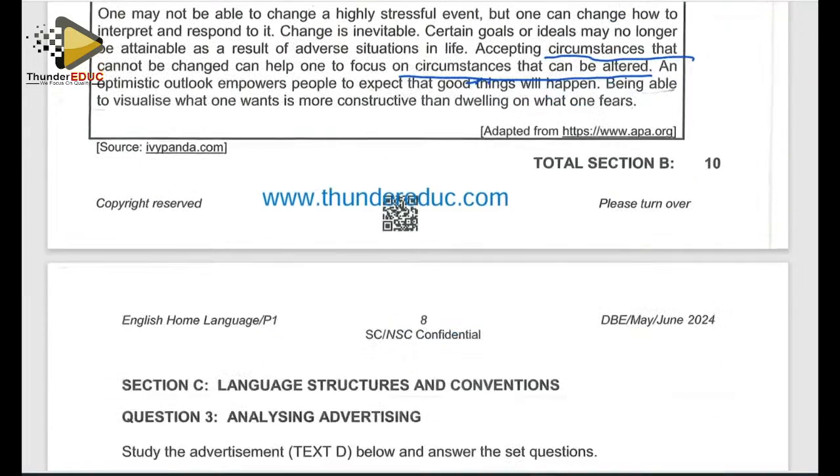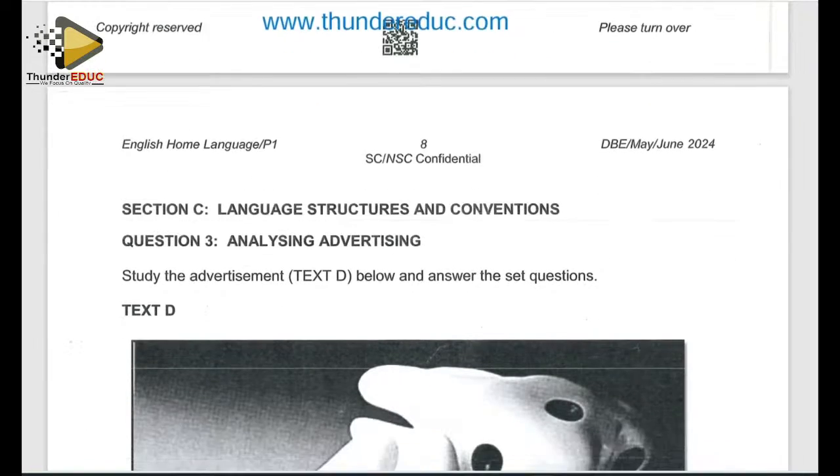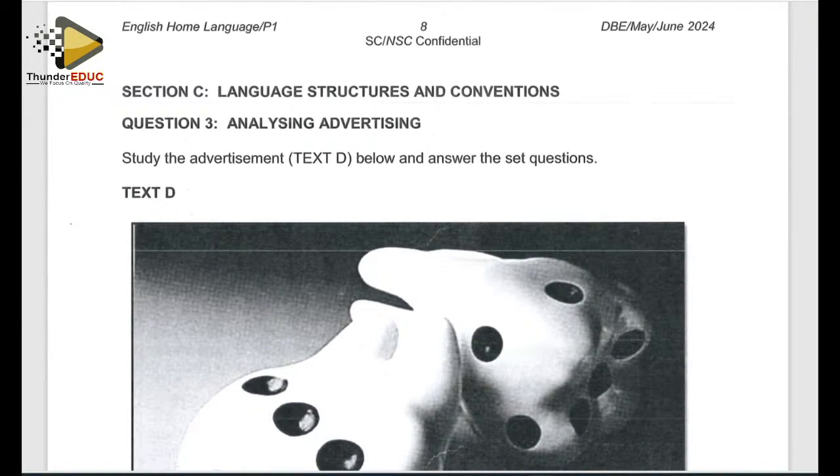And then let's go to section C. Section C is language structures and conventions, which is analyzing an advertisement. Study the advertisement text below and answer the set questions. Before we start the advertisement, we must focus on making sure of what you revise in preparation for the exam. 1, please focus on characteristics of advertisements.